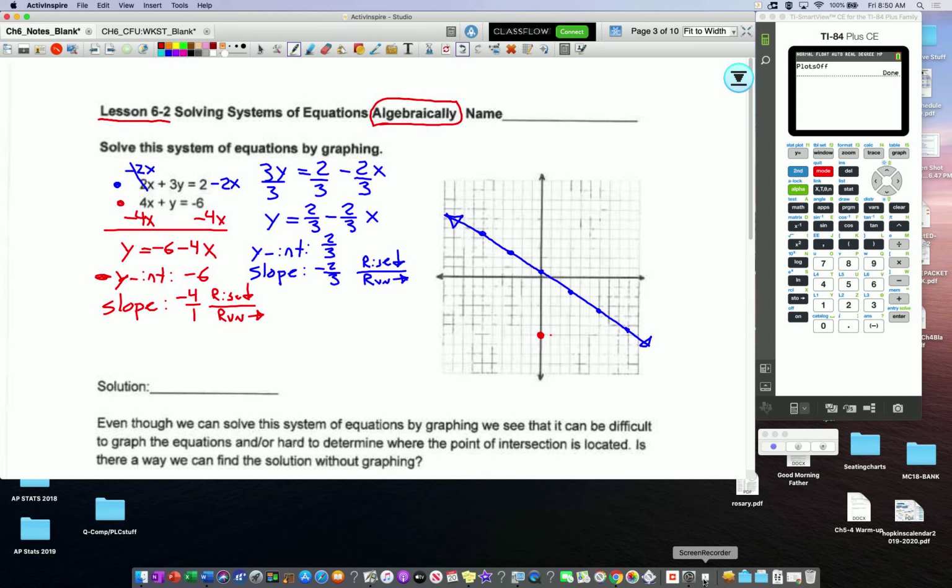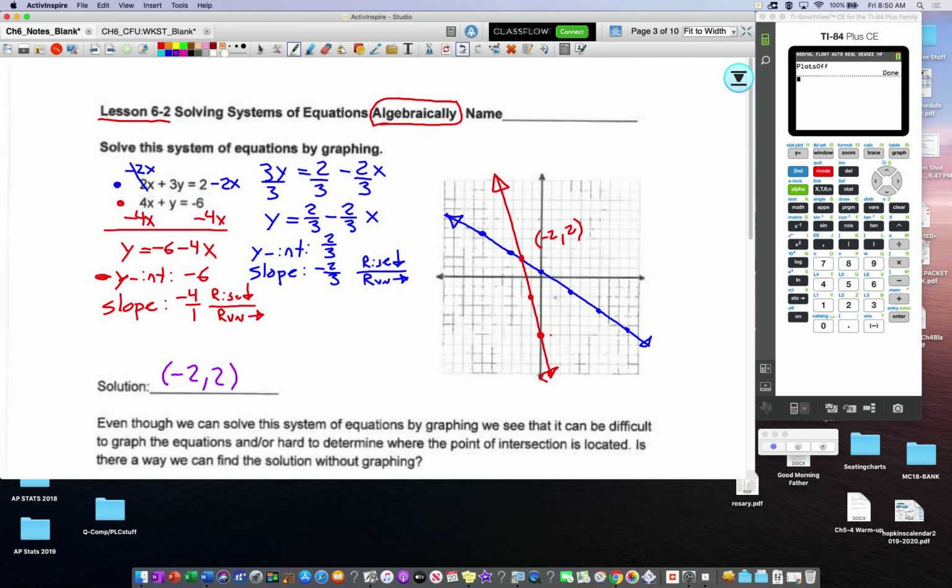I almost put the dot in the wrong spot. So now I need to go down 4 to the right 1. I'm better off going up 4 to the left 1. Up 4 to the left 1. So at least I'm getting a point of intersection there, and it looks like it's at negative 2, 2. But with this whole 2/3 part, I'm not even 100% sure. That's why checking is going to help us out here.